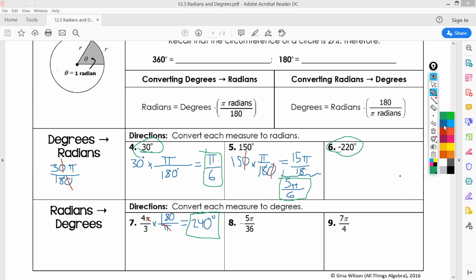Okay. I'll do one more. I think this is a negative sign right here. Let me darken it in to make it more obvious to myself. Okay. Times, and it's the same thing every time, 180 over pi. And for those of you who feel like this is familiar, yes, you did learn this in geometry. But we're doing it again. Pi, these cancel.